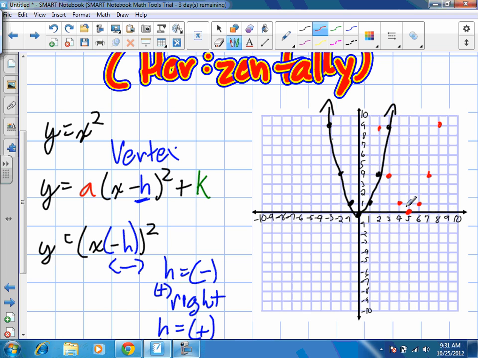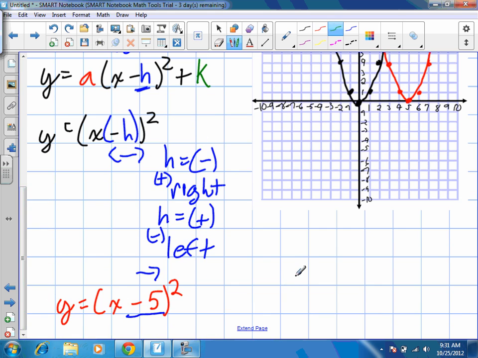So, this new parabola represents our y is equal to x minus 5 squared. Okay? So, this parabola has been shifted to the right, even though it's a negative, 5 units. So the number makes sense. The sign is just a little opposite from what we're used to doing. Okay? And then let's do one the other way here. Let's say y is equal to x plus what number?